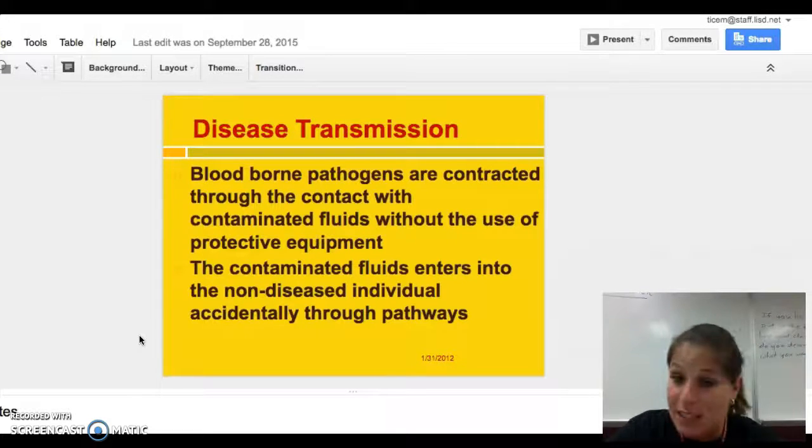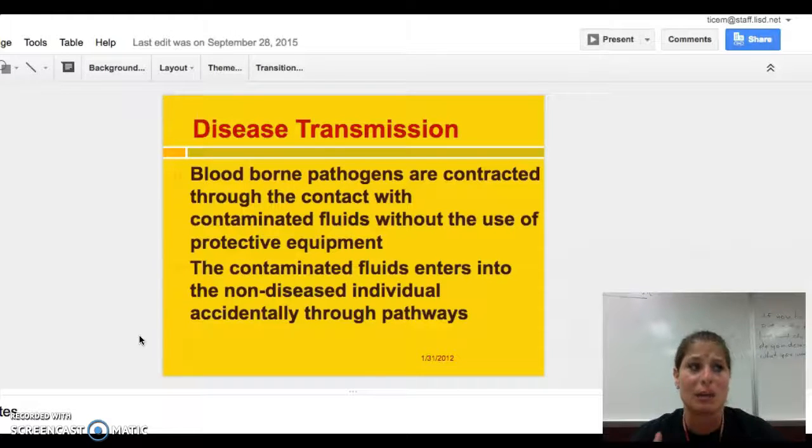In athletics, we see this a lot, not only because we have our eyes and our nose and our mouth, but because of those open wounds. That's kind of the biggest way that we can get in trouble with diseases passing, because we have open wounds, even if it's something as small as a pimple, or you cut yourself shaving. Those are still open pathways that can cause contamination.